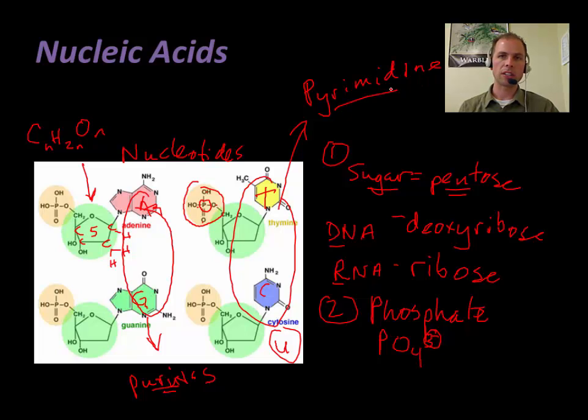And so one of the things you're expected to be able to do is to differentiate between purines and pyrimidines. Again, the difference being a single-ring nitrogen-containing base for pyrimidines versus a double-ring nitrogen-containing base for the purine nucleotides of adenine.